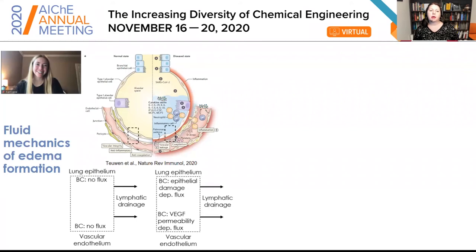Kate Lane is working on modeling the fluid dynamics, fluid mechanics of edema formation. That's where the fluid is actually penetrating into the interstitium and then into the airways. And so we're looking at this interface between the lung epithelium and the vascular endothelium, and normally there's no flux between either of those cell layers, but there is lymphatic drainage from the interstitium. In COVID-19, the epithelium can be damaged and the endothelium of the vasculature can become more permeable. And so the flow rates of these different processes are going to lead to the rate of edema formation.